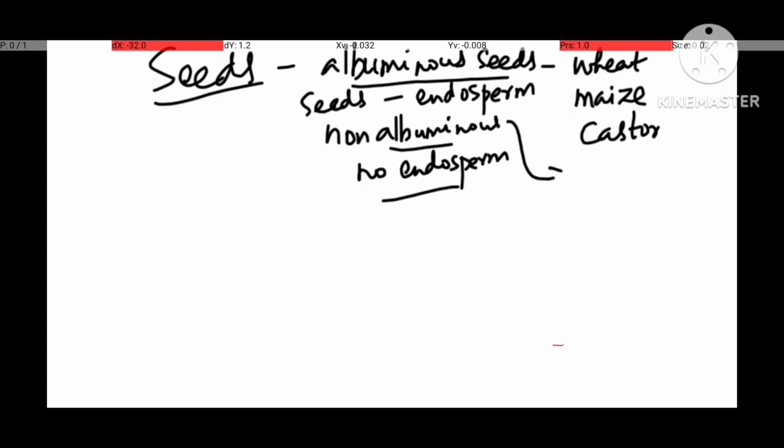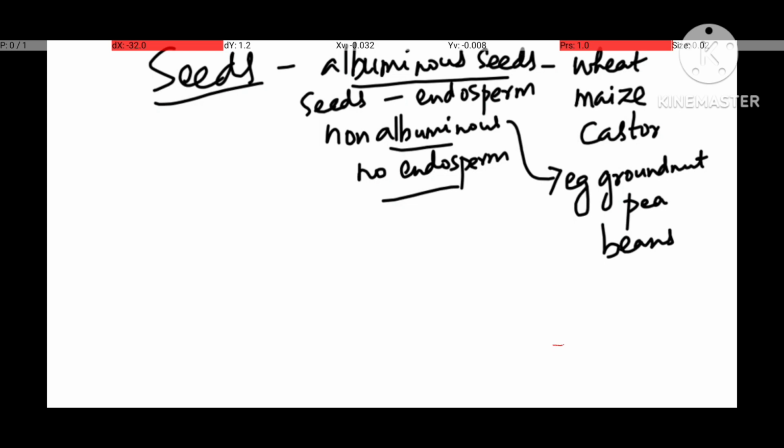Give examples of non-albuminous seeds then. Groundnut, pea, and all from the beans family. They will come under non-albuminous seeds.